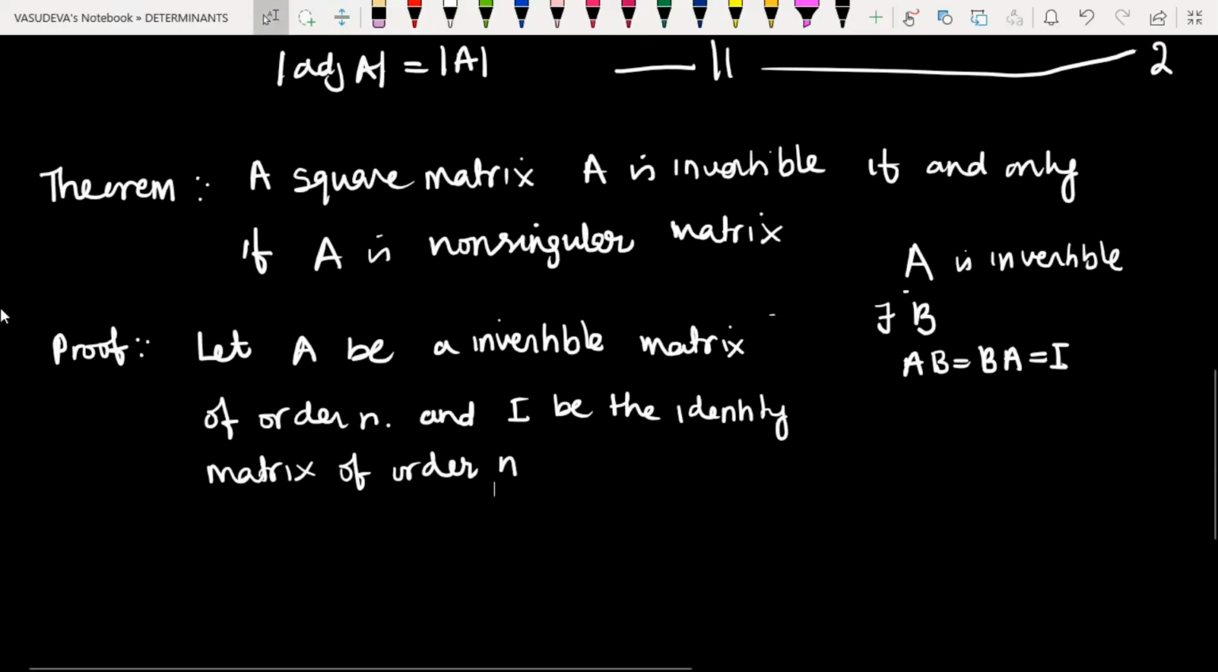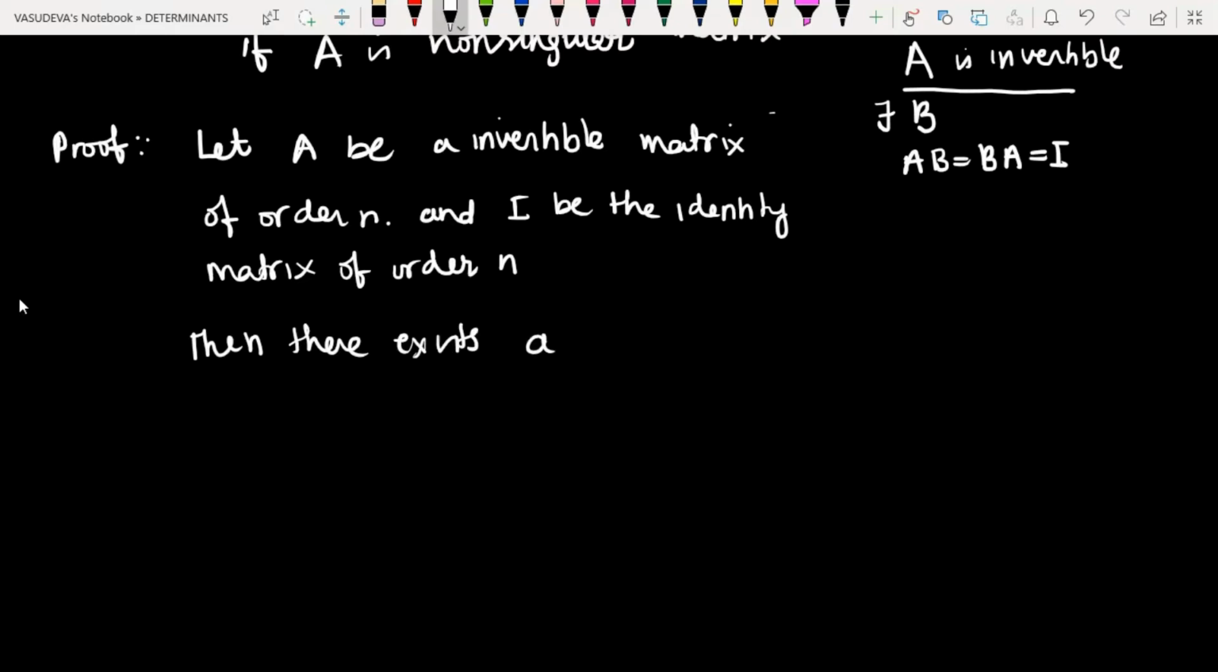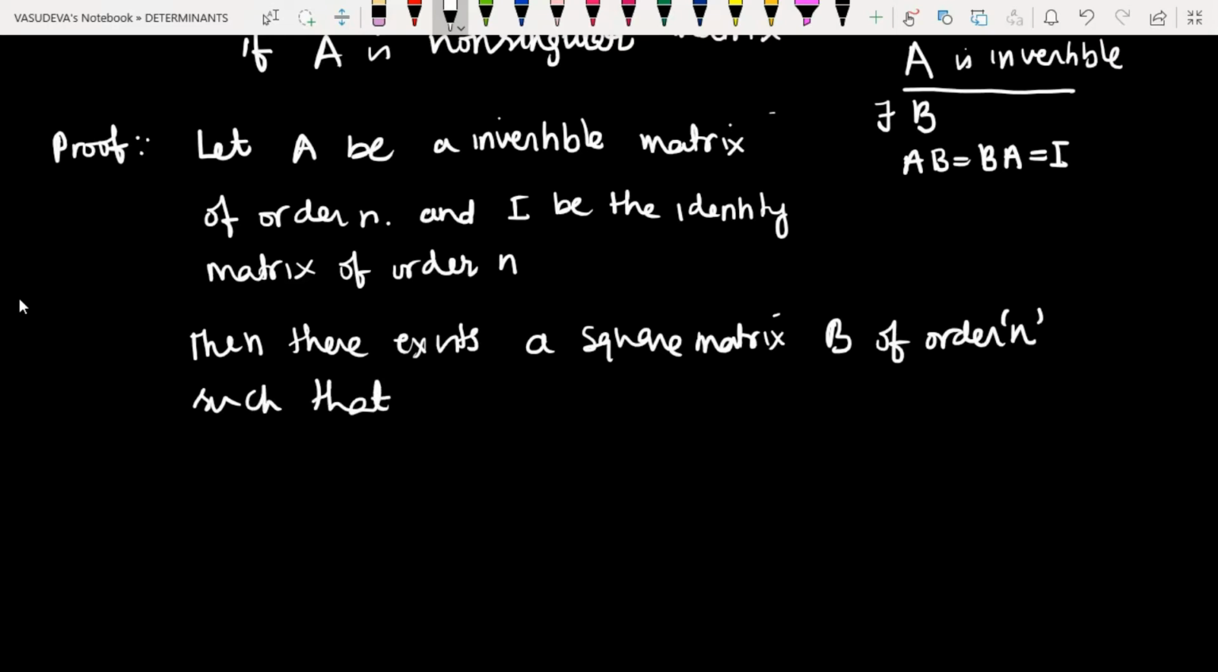So by the definition that I defined here, since A is an invertible matrix, then there exists a square matrix B of order n such that AB is equal to BA is equal to I. This is by the definition of invertible matrix.